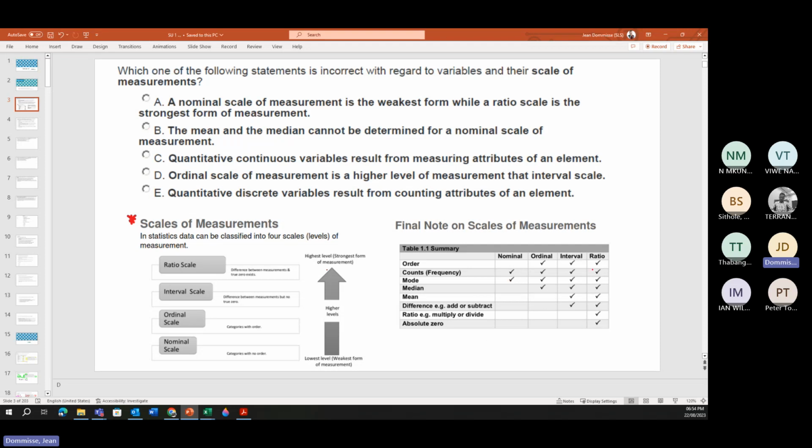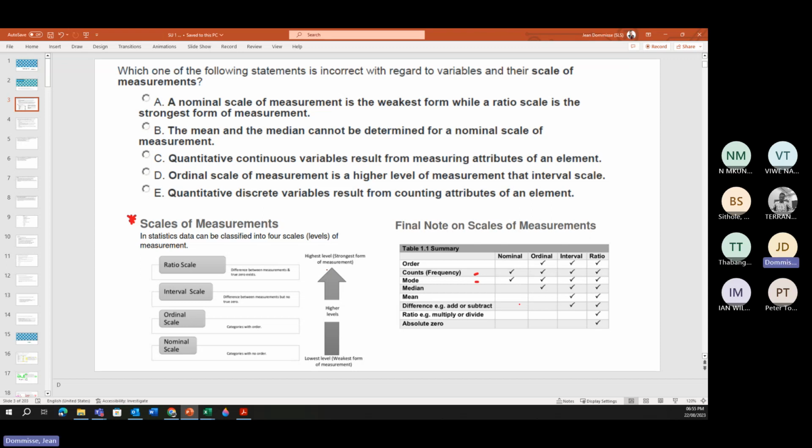So if you look at ratio, you can do anything with a ratio. You can get order, you can do frequencies, you can do mode, median, mean. So anything like that you can do with a ratio scale. Interval, nearly everything. Ordinal, but less. Nominal, very few. So nominal data, you can only do counts and you can only do a mode. You can't do anything else.